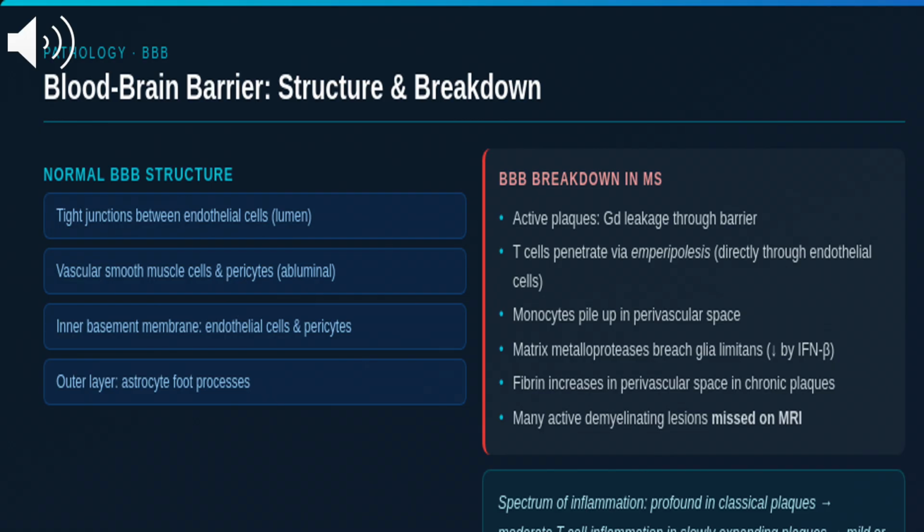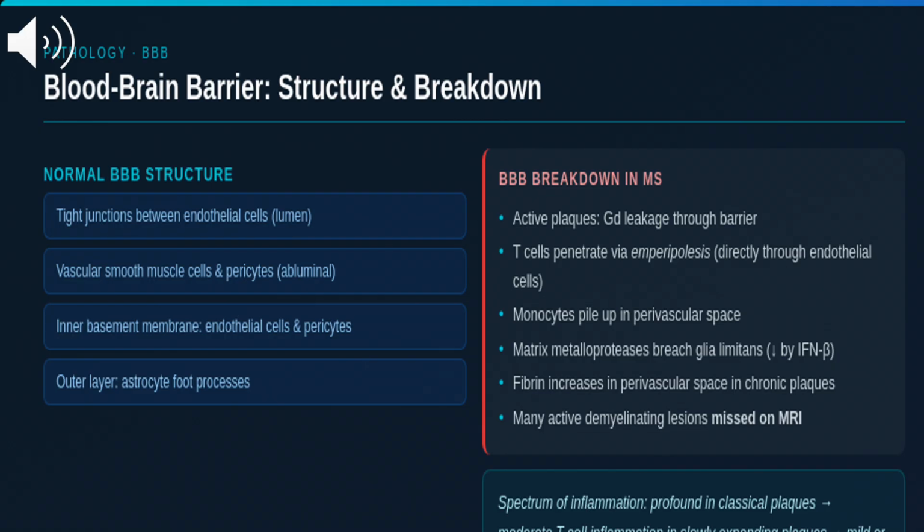In MS, T cells breach this barrier through emperipolesis, being taken up directly through endothelial cells like passengers through a revolving door, entirely bypassing the tight junctions. This pathway is specifically blocked by natalizumab through inhibition of the VLA-4 integrin. Alternatively, matrix metalloproteases digest the tight junctions, allowing paracellular migration. IFN-beta therapy reduces MMP secretion and therefore partially blocks this route.